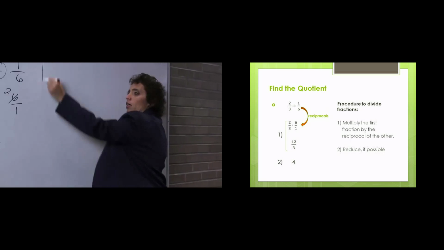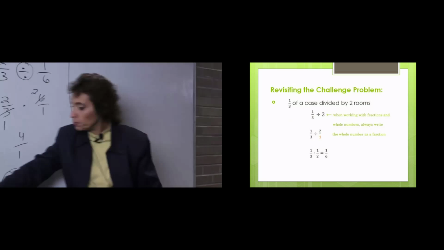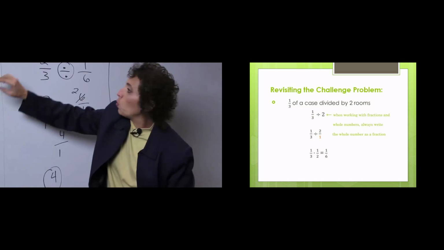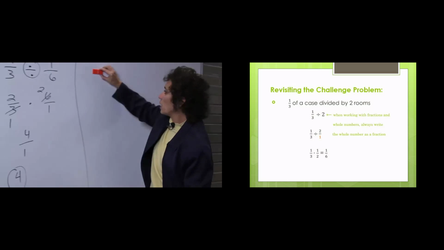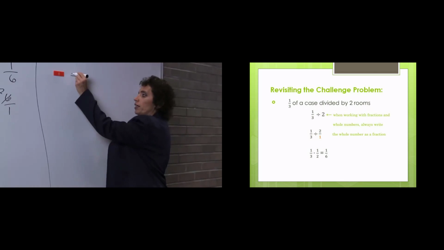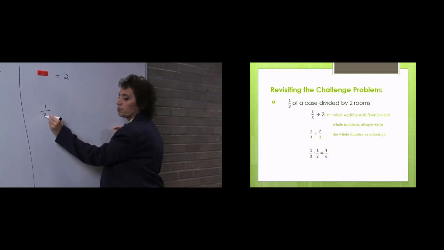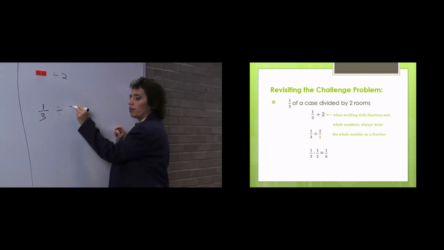Okay. Let's take a look at the challenge problem. Now remember the problem from the beginning? I know that problem. It was, we had this 1/3 of a case of tile. We're dividing it by the kitchen and the bathroom. So we were taking 1/3 and dividing it by 2. Okay, so let's do that. We're going to take 1/3 and divide by 2.